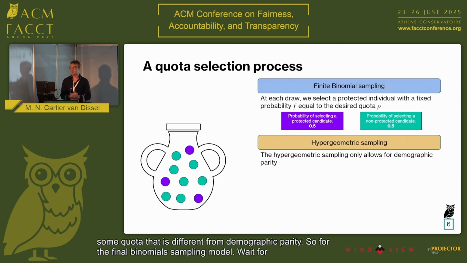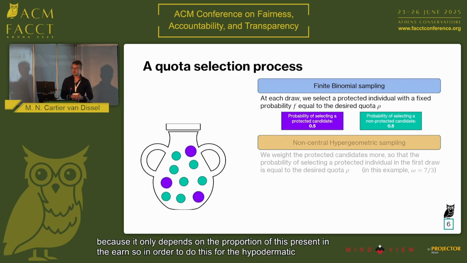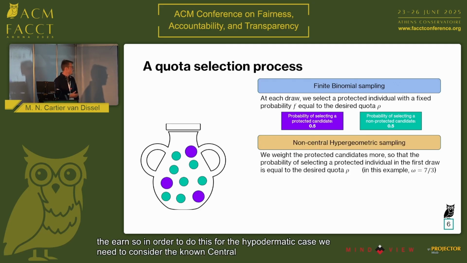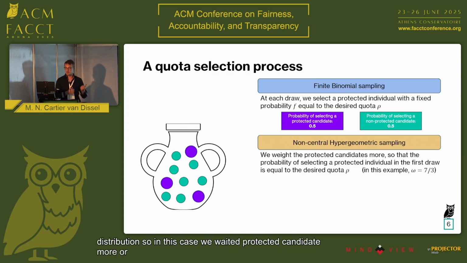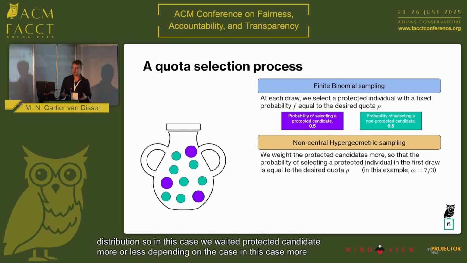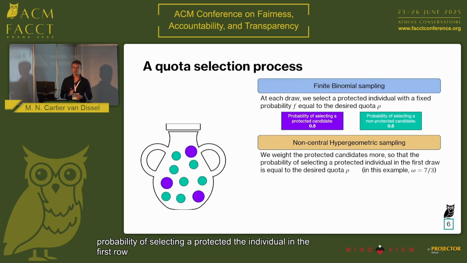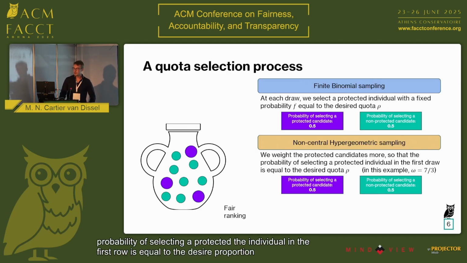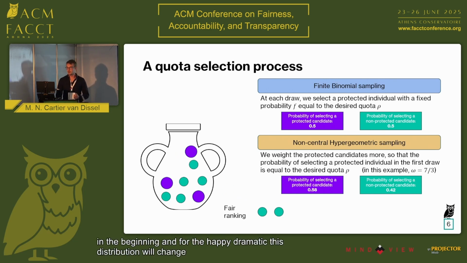While for the hypergeometric case, this is not possible because it only depends on the proportion that is present in the urn. So in order to do this for the hypergeometric case, we need to consider the non-central hypergeometric distribution. In this case, we weight the protected candidate more or less depending on the case, here more, so the probability of selecting a protected individual in the first row is equal to the desired proportion. Again, we start with the same probabilities in the beginning, and for the hypergeometric, this distribution will change depending on who remains in the urn.